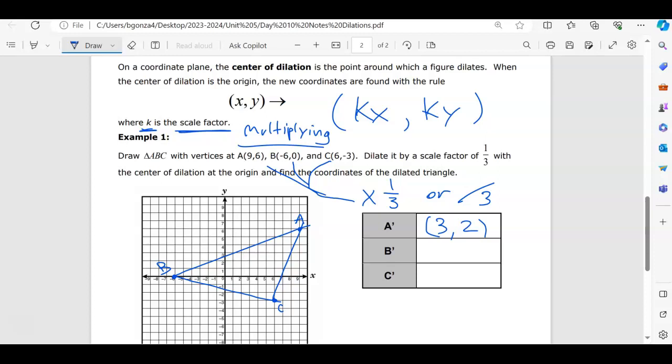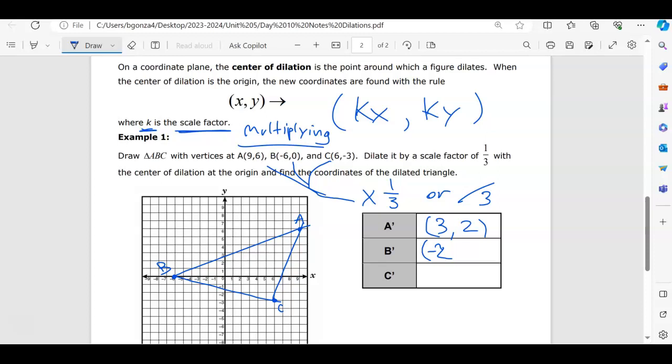Negative 6 times 1/3, or negative 6 divided by 3 is what? Mental math. Negative 6 divided by 3. Anybody? Negative 6 divided by 3. How many times does 3 go into 6? 2. Okay, so negative 2. Negative 6 divided by 3 is negative 2.